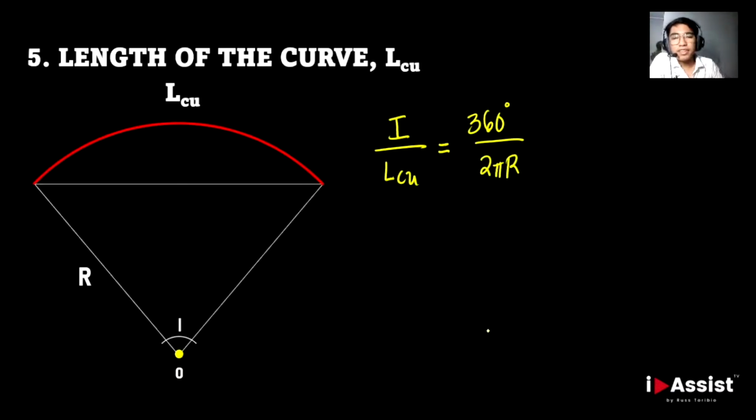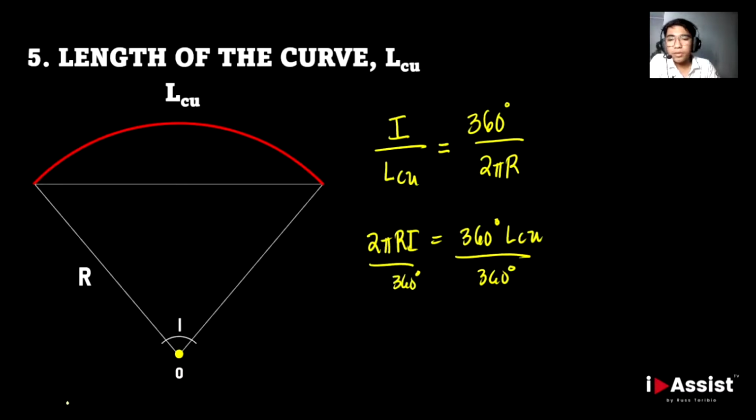Okay? So, tingnan natin. Therefore, 2 pi r I is equal to 360 degrees LCU. Divide both sides by 360 degrees. This will cancel. Ang matitira lamang ay yan. This 2 pi r I over 360 degrees is equal to LCU. However, in this case, pwede natin i-cancel si 2 pi tsaka si 360, dahil ang 2 pi in radians ay isang full revolution.